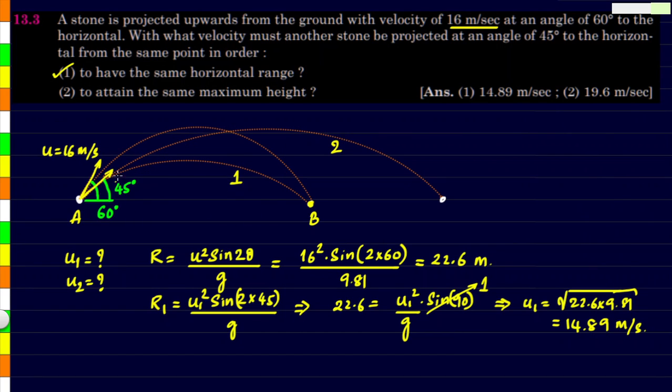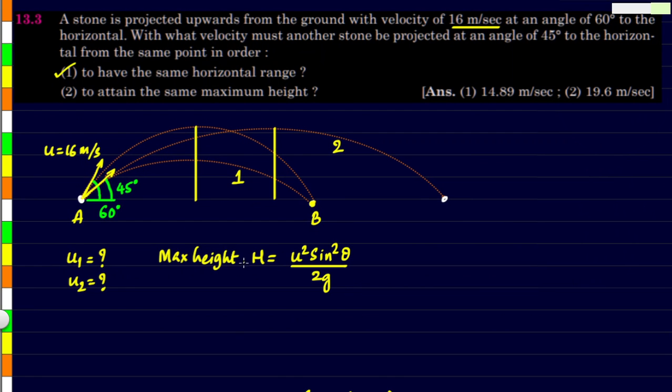Let's go ahead and see what happens if we want to have the same height. Whatever height is attained by the first object, we want the same height to be attained by the other object, but instead of 60 degrees we are firing at 45 degrees, and we are supposed to find the initial velocity. For that we will be using the formula for maximum height, which is u square sine square theta by 2g.